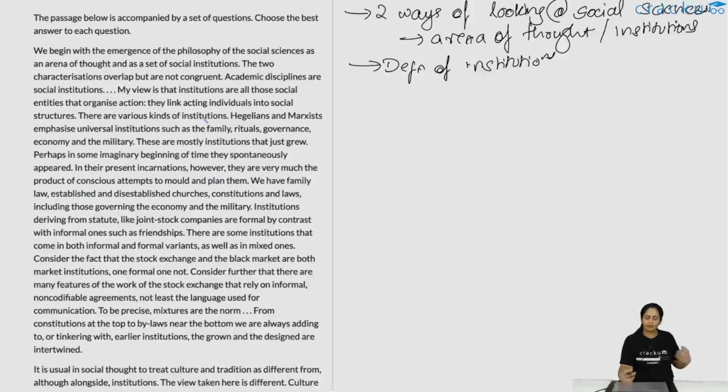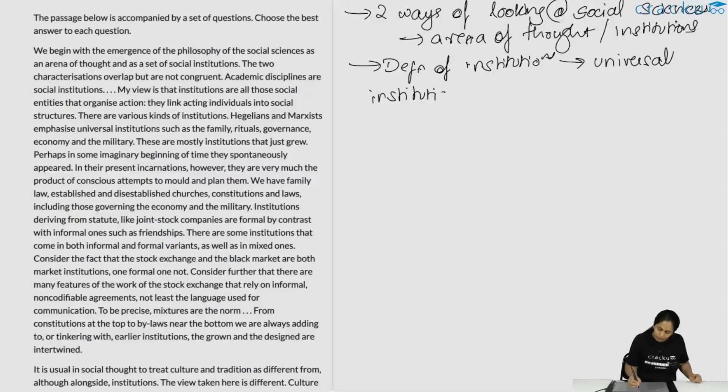So he gives the definition of what an institution is, and he says that there are these universal institutions that have just grown. They may have started from some point of time naturally, but right now they are pretty much molded, planned and acted on. Universal institutions are given, and how they came about and grew: organic emergence plus inorganic changes to it.